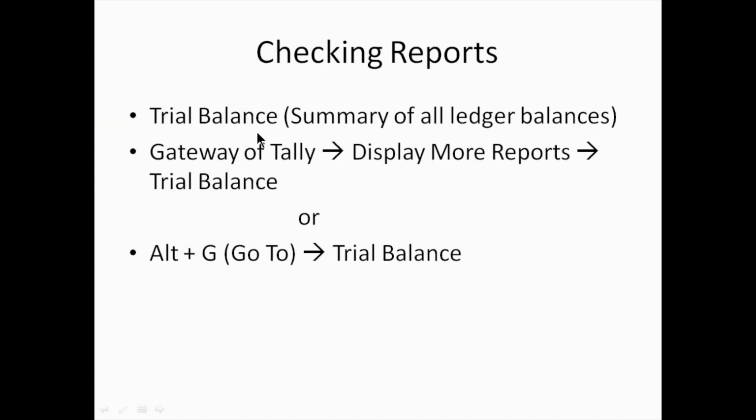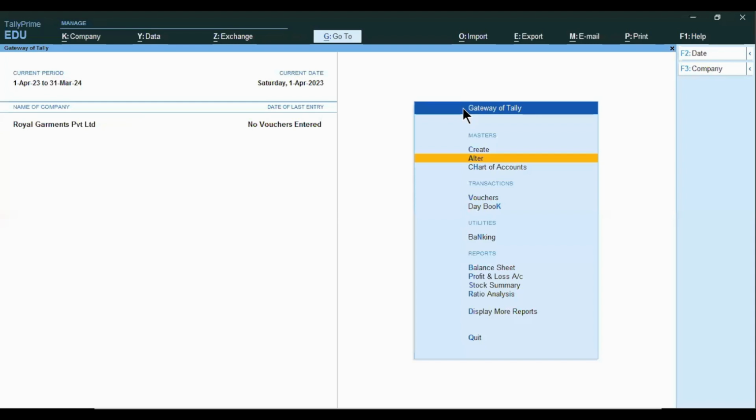And how to check this trial balance report? Go to Gateway of Tally, Display More Reports, Trial Balance. So we are in Gateway of Tally. In the reports part, go to Display More Reports.